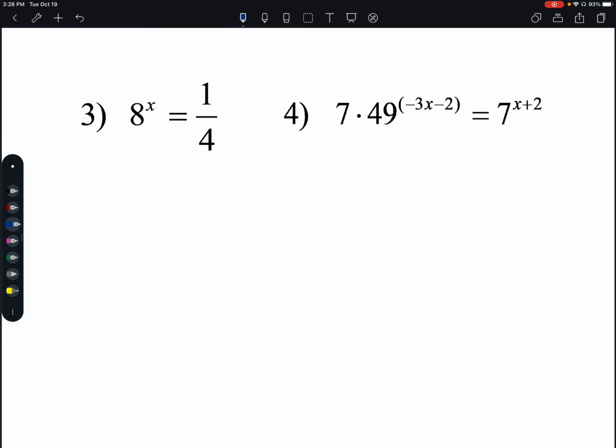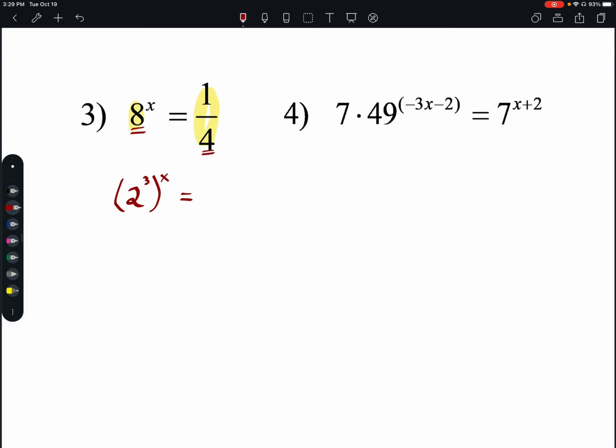All right, 2 more here and we're finished. So number 3 says 8 to the power of x equals 1/4. So look at these numbers and think about what number we could rewrite them as. Okay, so we know that when we focus on the 8, and I'm going to focus on this 4, both of those can be rewritten as base 2. This is 2 to the 3rd power raised to the power of x.